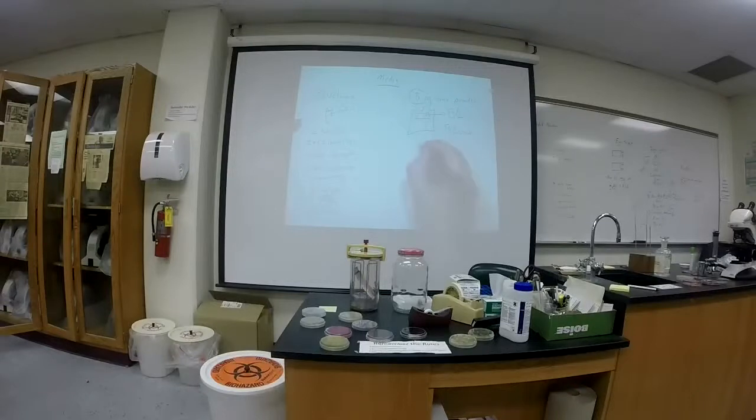Then we're going to say 5 grams is to 1,000 milliliters as some unknown X is to 100 milliliters. Then we need to do what? Cross multiply. So it becomes 1,000X is equal to 500. Divide each side by 1,000, you get 0.5 grams. That's your answer.